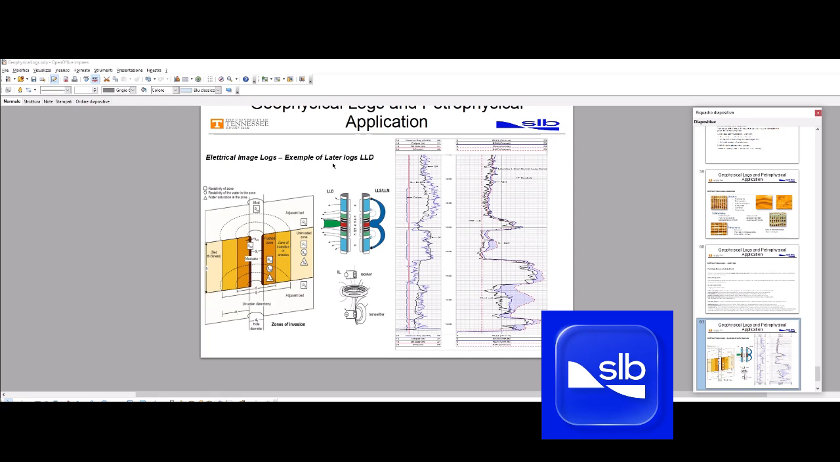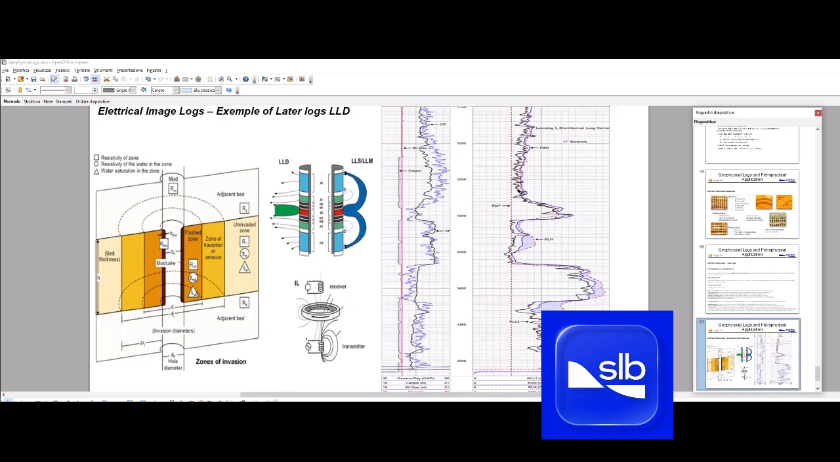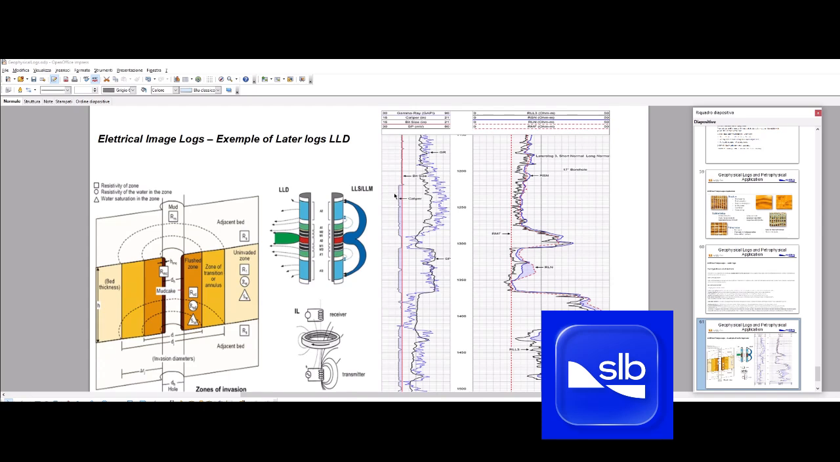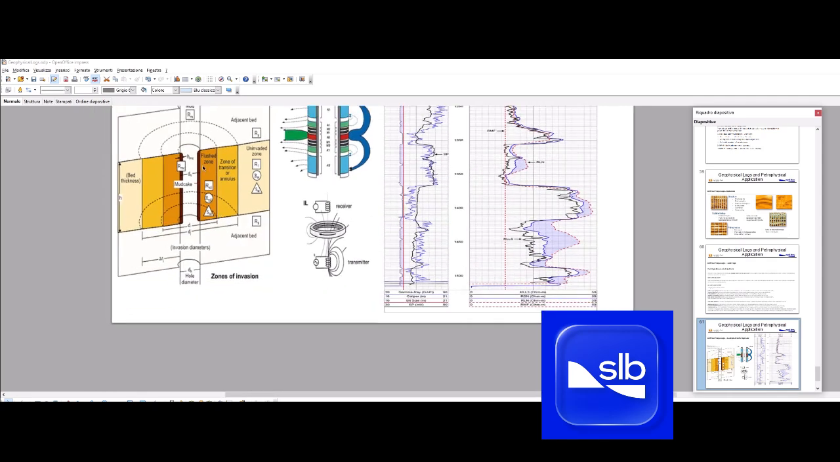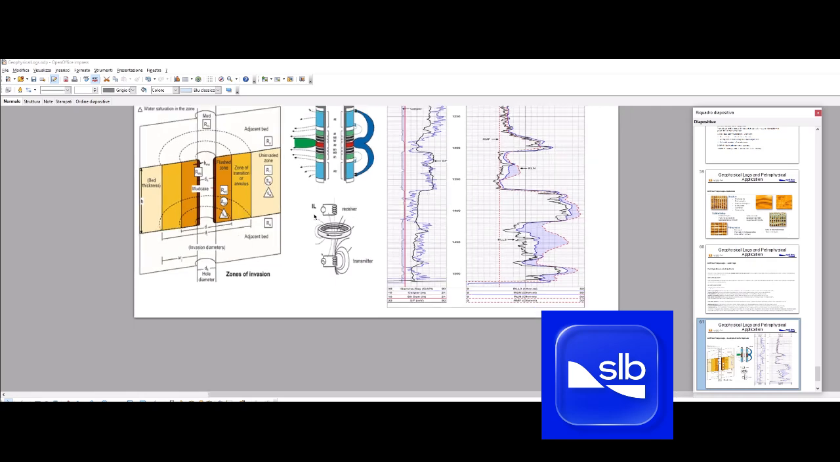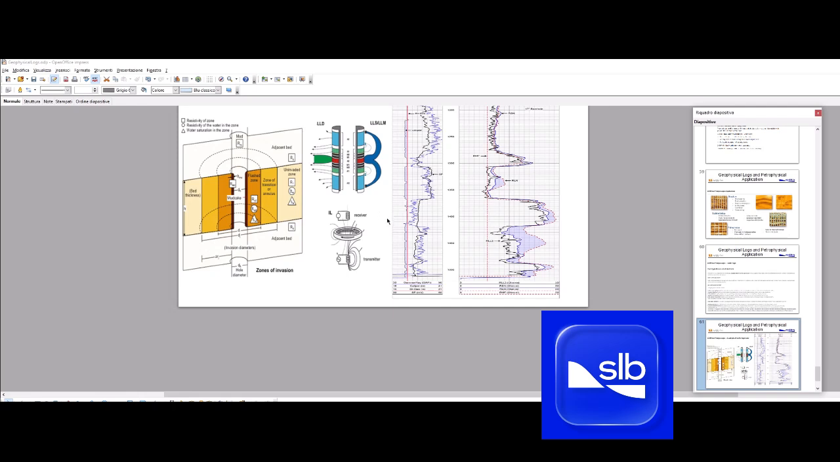This is the first example of a lateral log, LLD. I zoom in on this case. Lateral log example, made in Norway. We have a first part made with the caliper and a second part made with the lateral log to measure also resistivity and conductivity, only on one side of the wellbore. This is the characteristic of lateral logs.